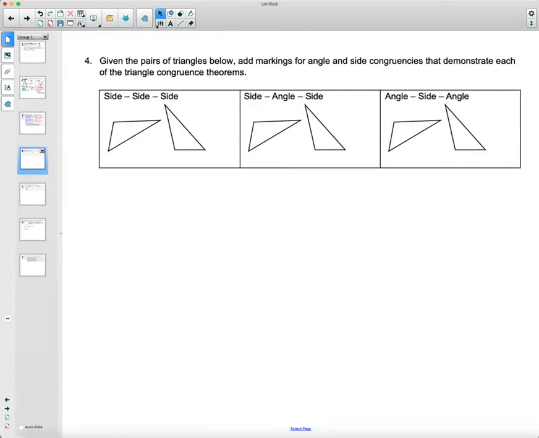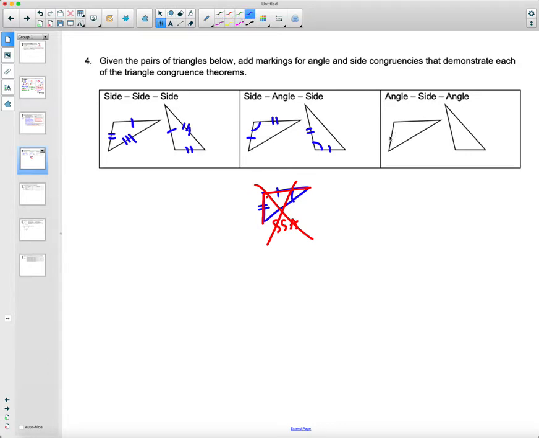Then in number 4, you just need to mark up pictures to match what's given here. So side, side, side just means all three sets of sides congruent, so marking up the corresponding sides with tick marks. Side angle side, you could just pick an angle first, and then you need the two sides on either side of that to be marked as congruent. So you have the included angle, so be sure you don't pick an angle and then sides where the angle is not between them. This would be bad because here are your two sides and this is not the angle that you chose. This would be a side, side, angle, not an example of side, angle, side.